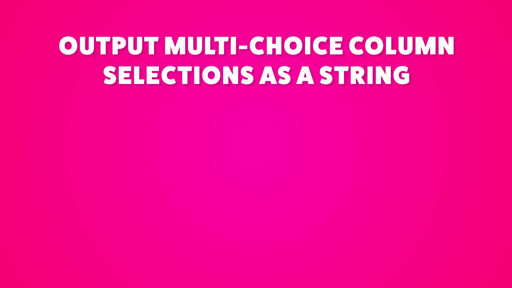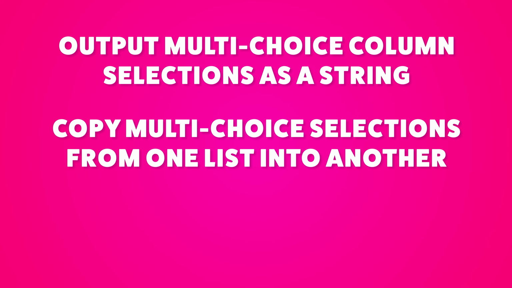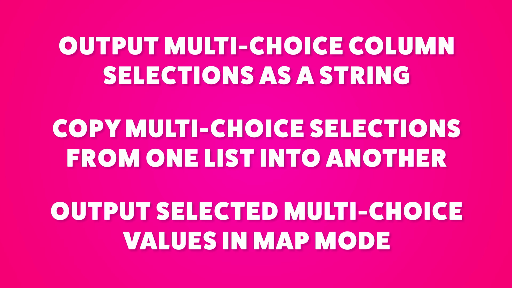Next, I'll show you how to use a select action to output multi-choice column selections as a string. Then, I'll show you how you can copy multi-choice selections from one list to another. And finally, I'll show you how to output selected multi-choice values in map mode.